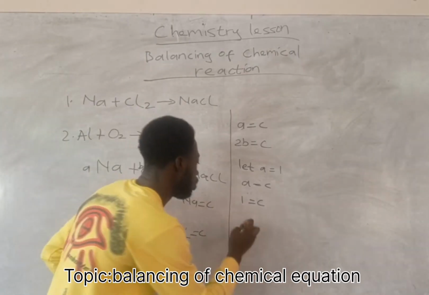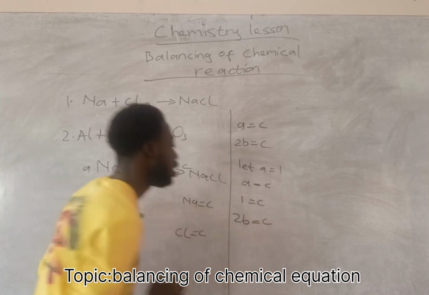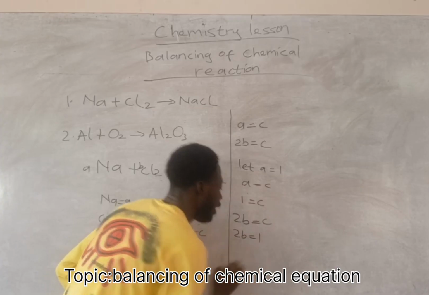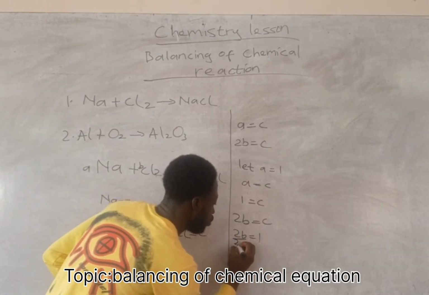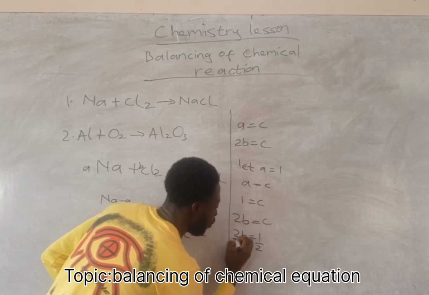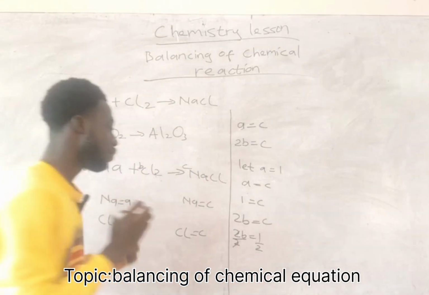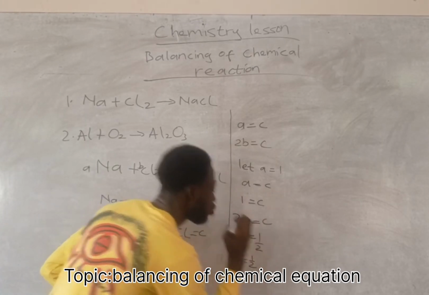Then we are going to solve for B because we know that our C is 1. So we just write it. 2B is equal to C. Our C is 1 already, so 2B is equal to 1, right? Then you divide both sides by 2. This 2 will cancel this 2, then it is left with the B. So our B is equal to 1 over 2.